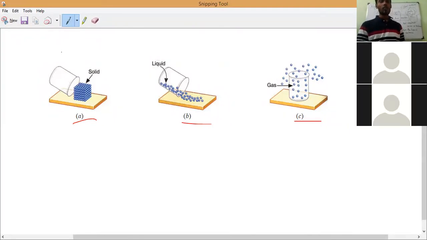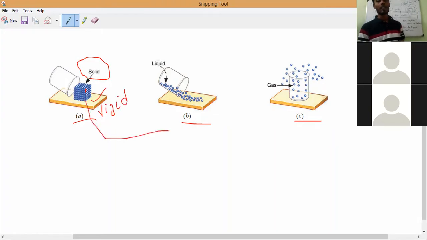Now, first one you observe here: particles are very closely packed and it has a cube shape. What is the substance called? Solid. So is any container required to store this? You can keep it normally and it will be present. Yes or no? So that is why this is called a rigid body. What should we call it? Rigid body.